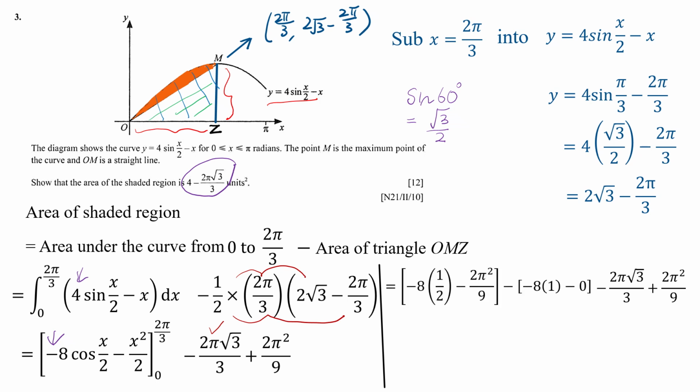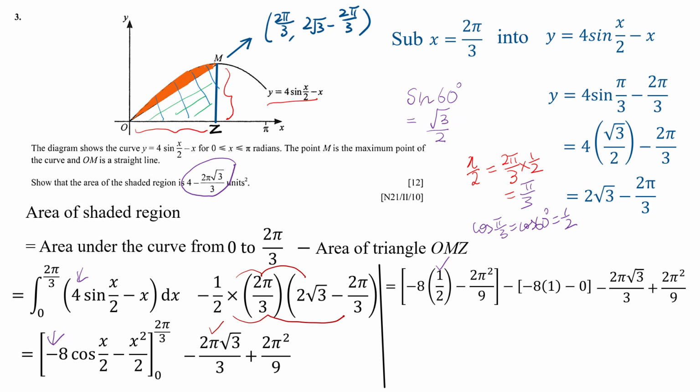Okay, let's sub in the limits. So x over 2, when you sub in your x to be 2 pi over 3, you have 2 pi over 3 times half. That gives you pi over 6. And cosine pi over 6 is, that gives you pi over 3, wrong. And cosine pi over 3, it's cosine 60 degrees, which gives you half. Let's explain the half there.